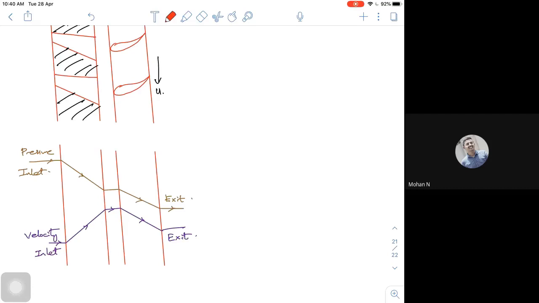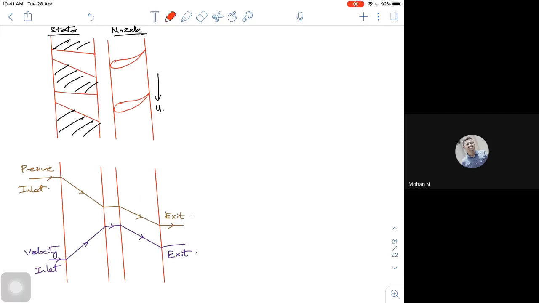Other than that, the pressure was almost the same in case of an impulse machine, but in case of a reaction machine, both my pressure and the velocity keep decreasing, and that is getting converted to the corresponding work. So that's why this kind of machines are called reaction machines. Now, if I try to draw the velocity diagram for such a machine, I had already told that.